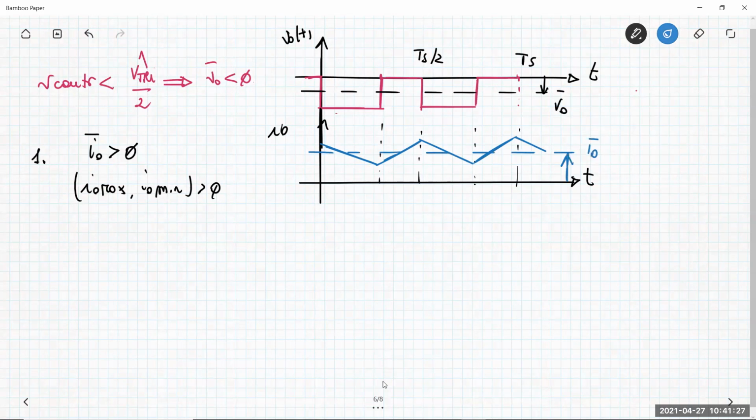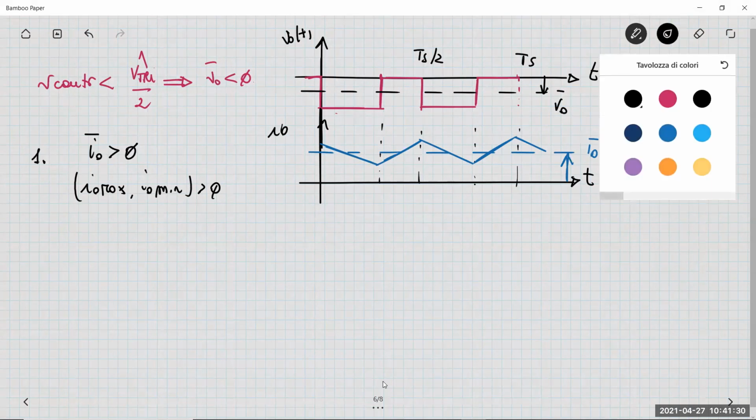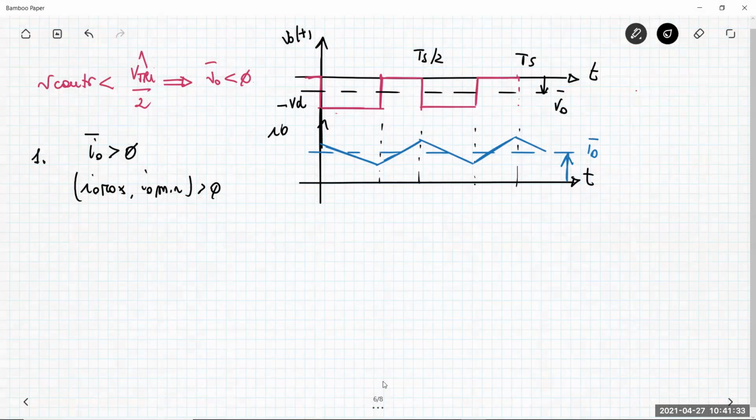Okay, so what happens during the first interval? The first interval has a negative VD voltage, and this is obtained by TA minus and TB plus on. The second interval has 0, and this is due to making TA minus and TB minus on. Negative VD again, TA minus, TB plus, and here you have TA plus, TB plus. Okay, this is the correct sequence for getting a negative average value.